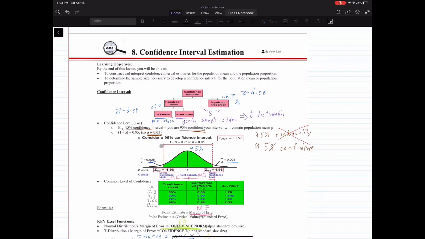And then from a diagram perspective, in this diagram here, we have your 0. So 0 is your standardized value for your mean. And then we have a normal distribution graph here.